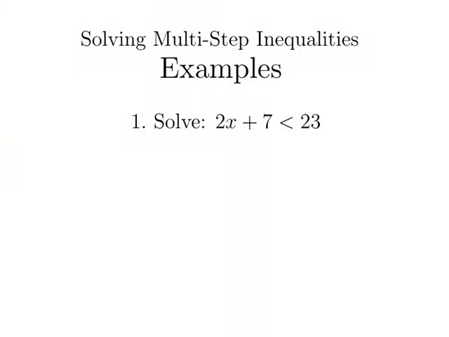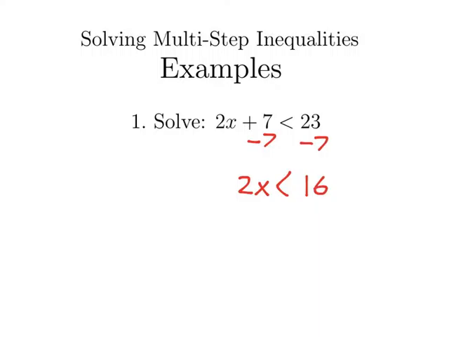This video will go over examples on the lesson for solving multi-step inequalities. Let's get started with number 1. We have to solve that 2x plus 7 is less than 23. So, the first step is to make sure x's are on one side and constants are on the other side. So I'll subtract 7 from both sides. So I have that 2x is less than 23 minus 7, or 16.